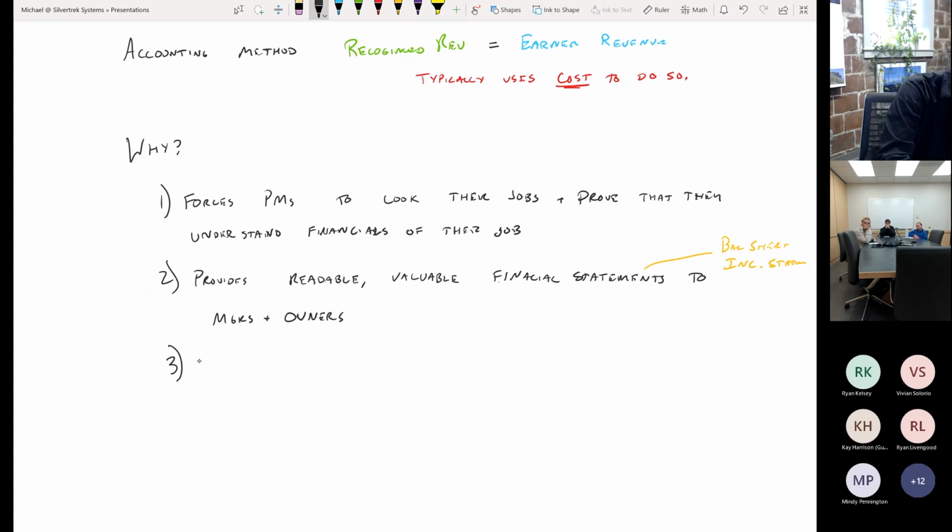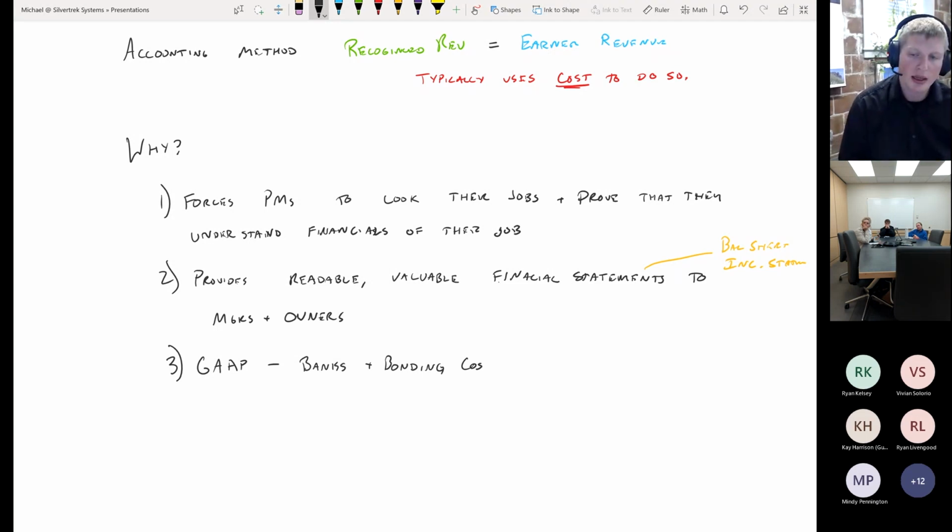The third reason that we do this is GAAP, generally accepted accounting principles. It allows our creditors, typically banks and bonding companies, to give us credit. So it allows them to look at our financial statements. This is often required by a CPA if they're putting together a reviewed or an audited financial statement for you. It allows the banks and the bonding companies to look at your financial statements and compare them to others, and it allows them to lend credit to you, either in the form of actual loans or in the form of bonds. You have to do this.